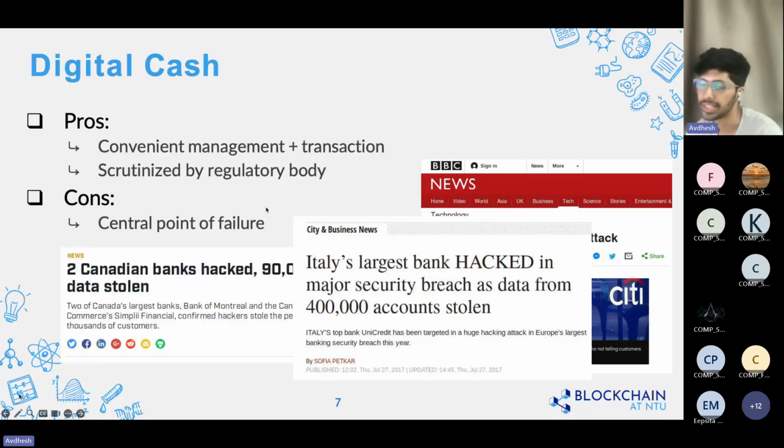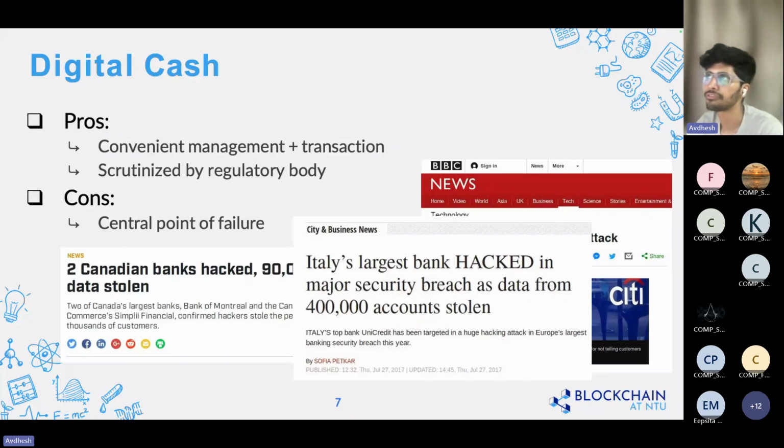It's convenient to manage. Plus, you can have a transaction ledger on your app or on your website, so you don't have to maintain a ledger. The second pro is you are actually scrutinized by a regulatory body, so there is a central authority to manage all the things. The second thing is the cons. So there is a central point of failure in general.